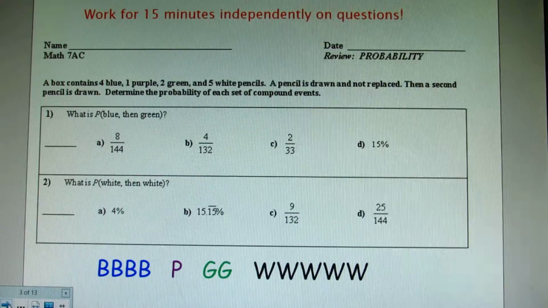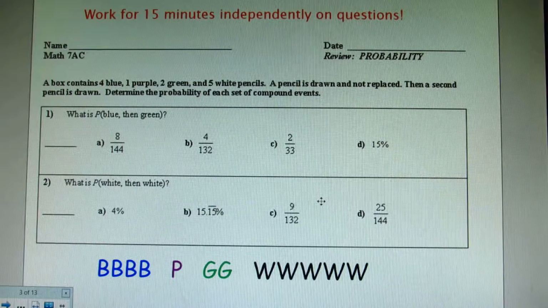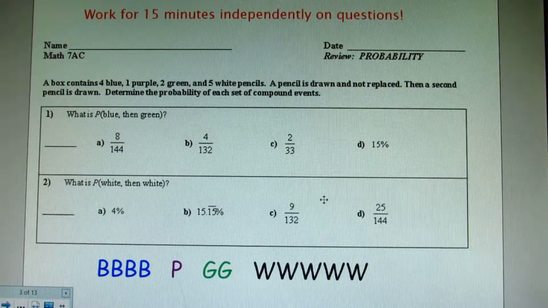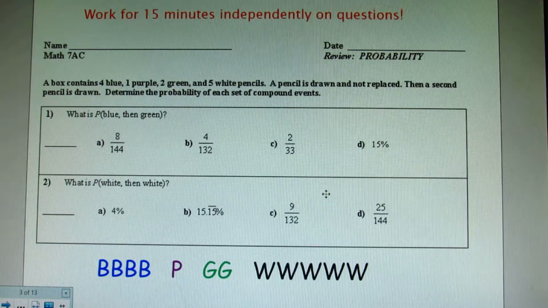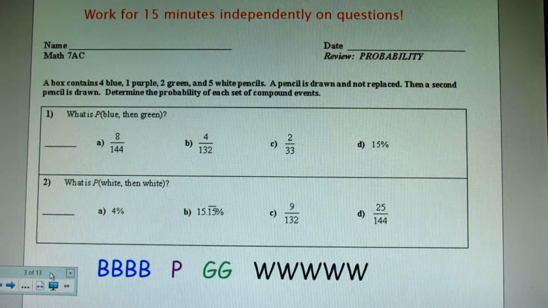Okay, so the next thing you're working on is 15 minutes of independent work on your review packet. This is a review packet. It's very similar to the test that you're going to get tomorrow, so take it seriously and work on it. And when you're ready, come back and play the video and I'll go over the answers with you.